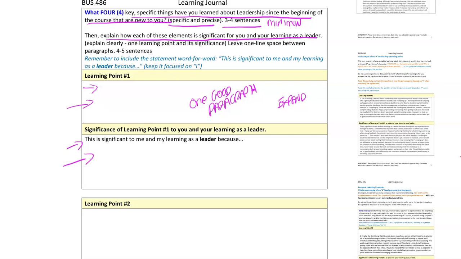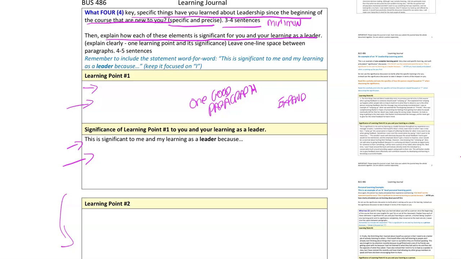And then you move on to the second one below here. But first, answer everything you need to answer about the first learning point about leadership, then the significance of it to you and your learning as a leader, then you move on. It's just a lot easier. Don't try to jam things together. It doesn't work. Just do one at a time, do it well, then move on.